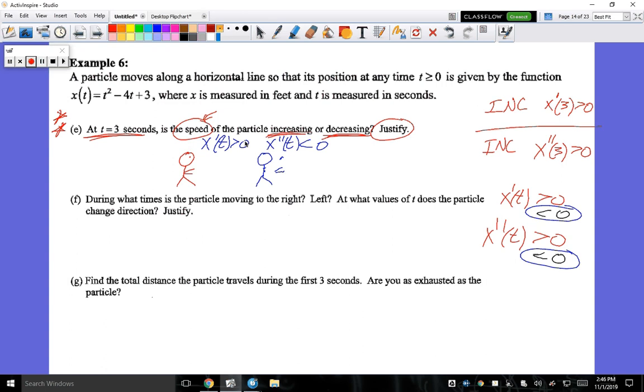So all of that, of course, to make you laugh as well: if the velocity and the acceleration signs are the same, it is speeding up. But if they're different, it will be slowing down.